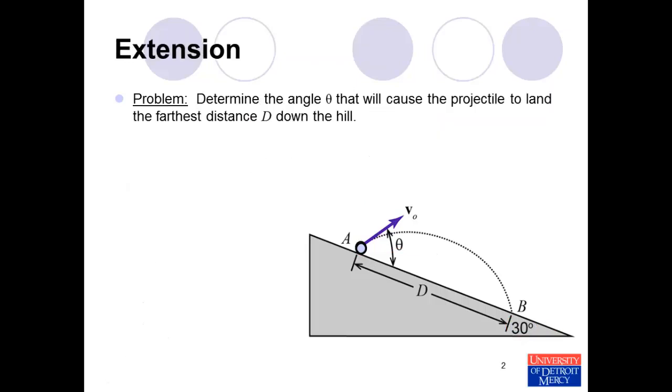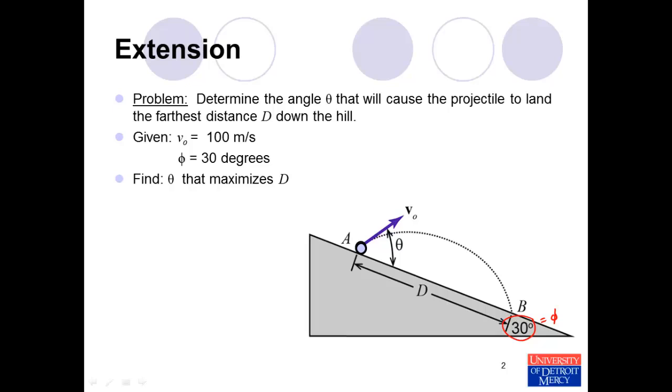We are now going to perform an extension of this problem. Specifically, we want to determine the angle that will cause the projectile to land the farthest distance down the hill. So we still have the same initial velocity, and we still have the same incline of the hill. But now we're not going to assume that theta is equal to 45 degrees. We want to determine the specific theta that gives us the maximum value of d.